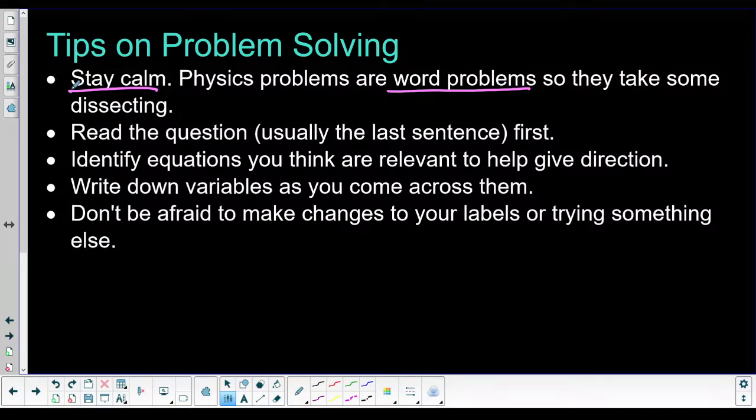So step 1 is stay calm. You're learning a new skill. You're becoming comfortable with it. We're going to break things down very slowly so that they are digestible and engageable for students. Okay, they take some dissecting. My first real tip for you besides quit freaking out is read the question, which is usually the last sentence, first.